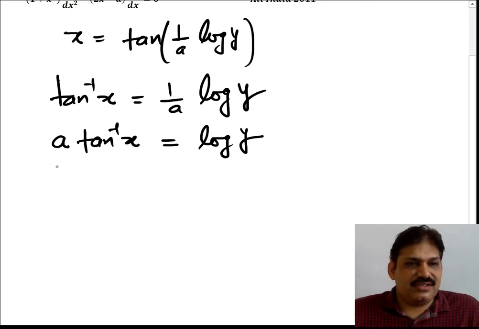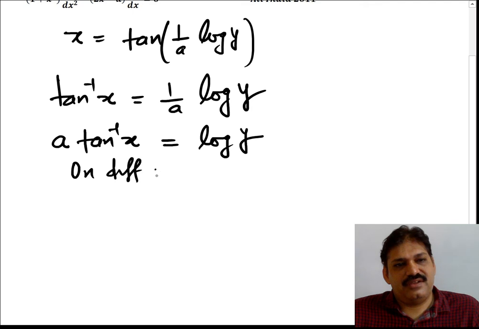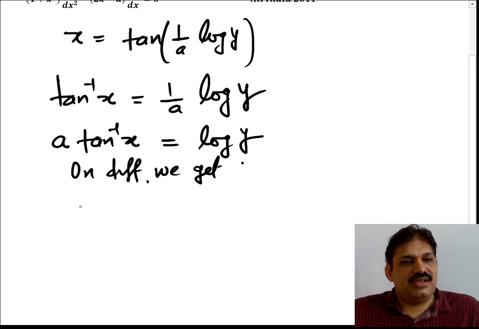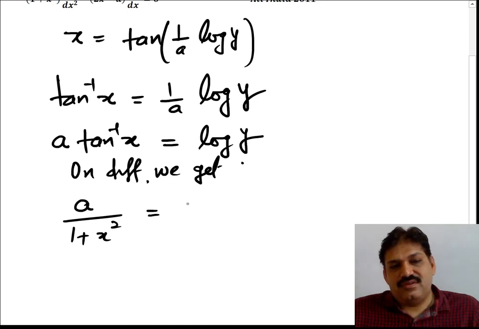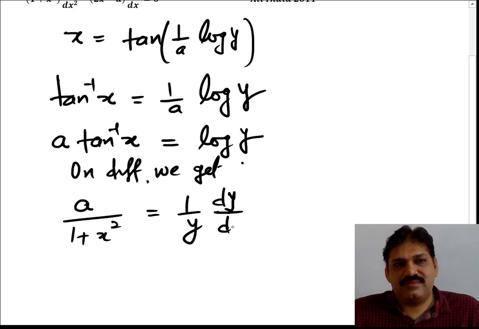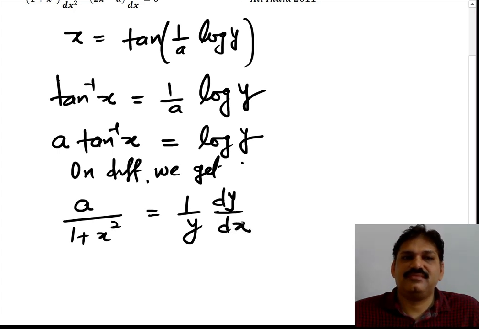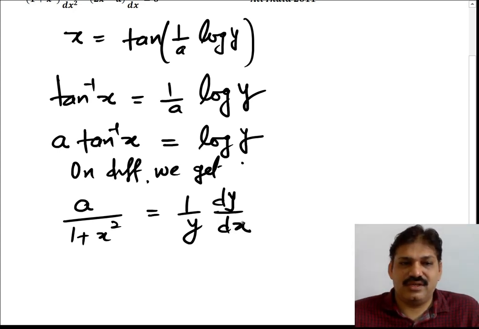So now on differentiating with respect to x, we get, see, a times the derivative of tan inverse x, which is 1 upon 1 plus x square, is equal to the derivative of log y, which is 1 upon y dy by dx, right?